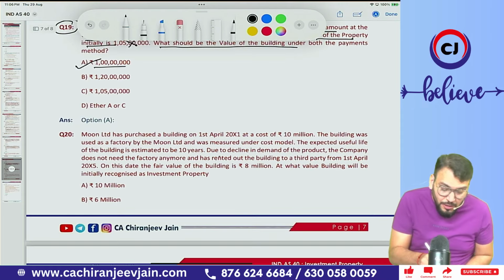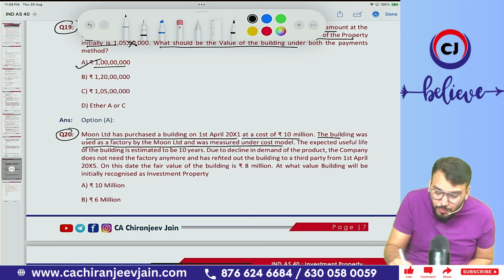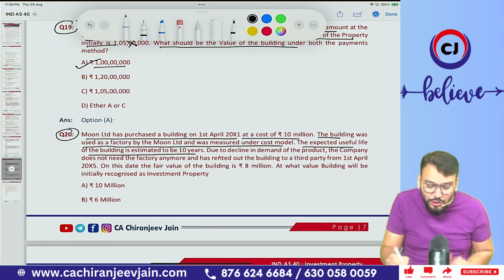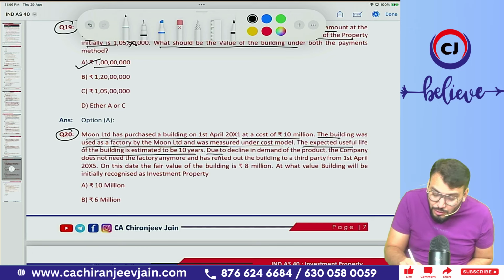Understood? Yes, sir. Question 20. Moon Limited has purchased a building on 1st April 2001 at a cost of 10 million. The building is used as a factory by Moon Limited and was measured under the cost model. The expected useful life of the building is estimated to be 10 years. It was purchased on 1st April 2001 and the life is what? 10 years.